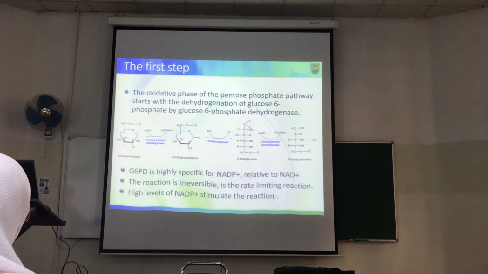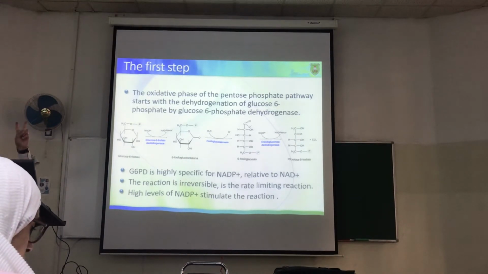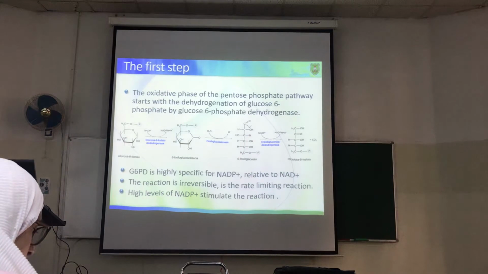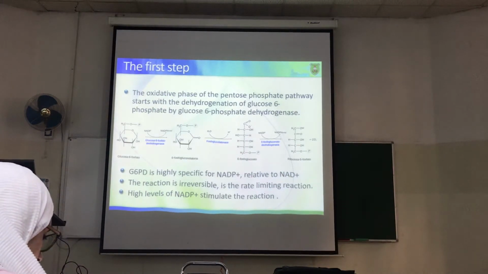Anyway, eventually what you have here is the production of 6-phosphogluconate, with a carboxylic group. But notice what you have here is production of 2 molecules of NADPH in these reactions, rather than NADH. And this NADPH is quite important.